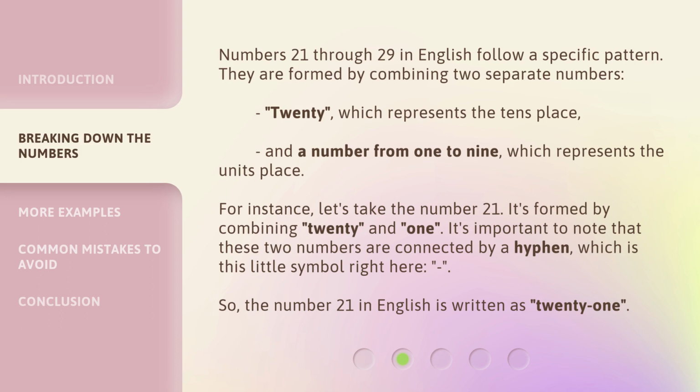For instance, let's take the number 21. It's formed by combining 20 and 1. It's important to note that these two numbers are connected by a hyphen, which is this little symbol right here. So, the number 21 in English is written as twenty-one.